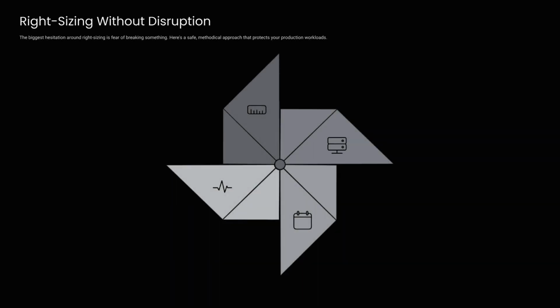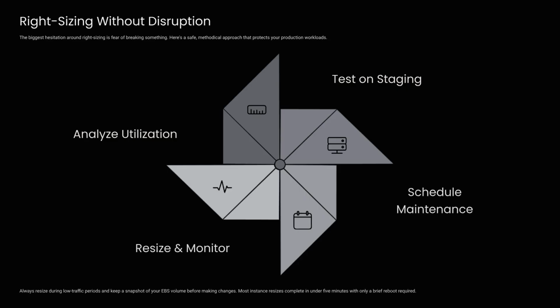Rightsizing without disruption is achieved through a safe, methodical approach. First, analyze utilization using the tools discussed. Next, test the new size on a staging environment. Then, schedule maintenance during low traffic periods. Finally, resize and monitor the new configuration.